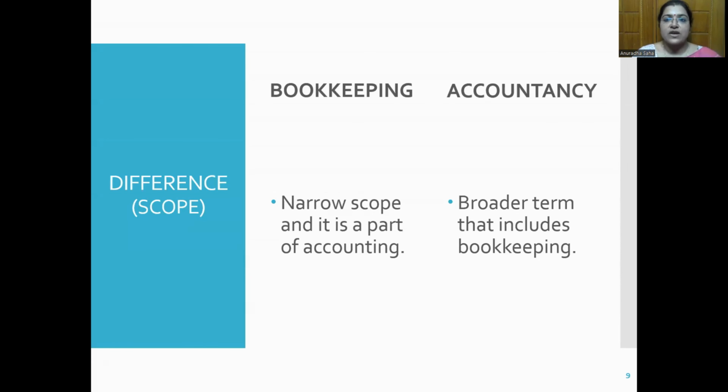Next difference is through scope. Bookkeeping has a narrow scope, while accountancy has a broader scope because it is including bookkeeping, while bookkeeping is just the initial part of accounting.